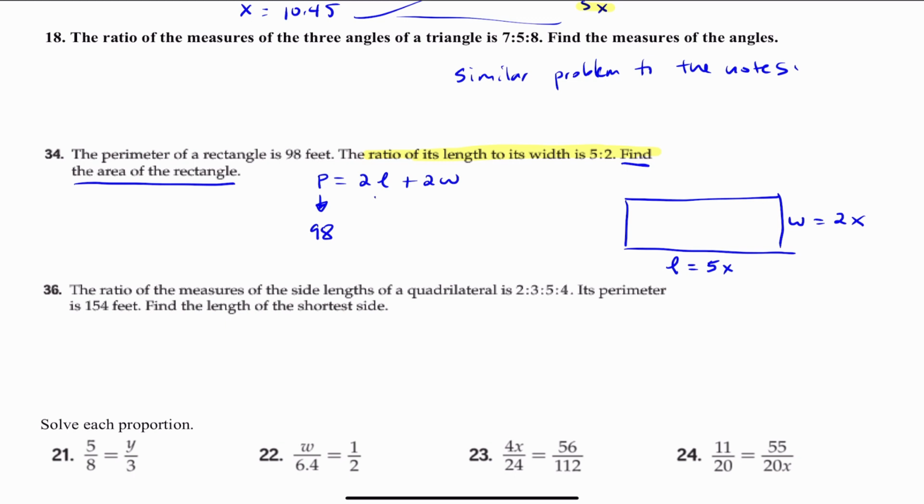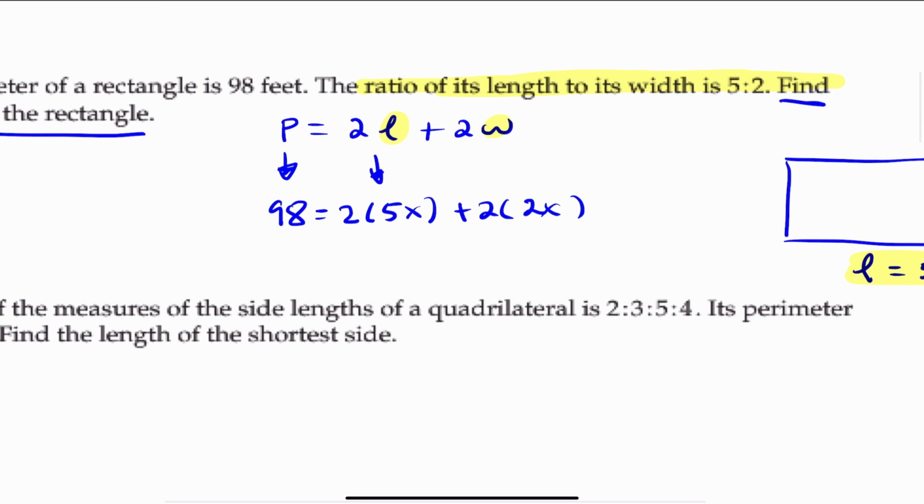So then I'm just going to replace this L with 5x, and then this W with 2x. So it's 2 times 5x plus 2 times 2x. Don't forget that equal sign. And then multiply, and then combine the like terms. Got 14x there equals 98.